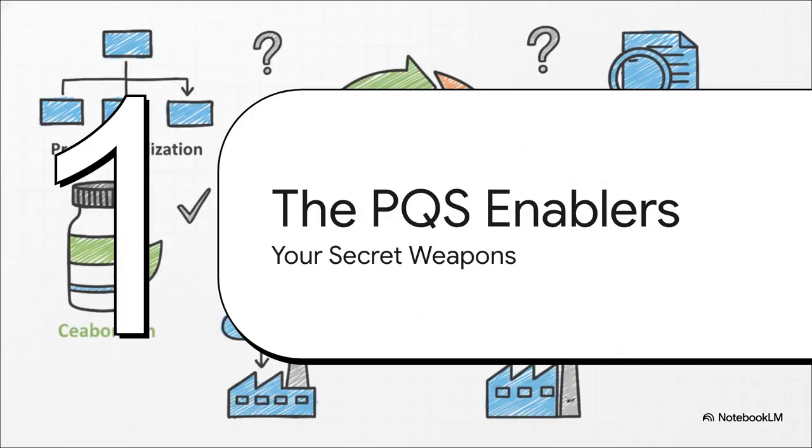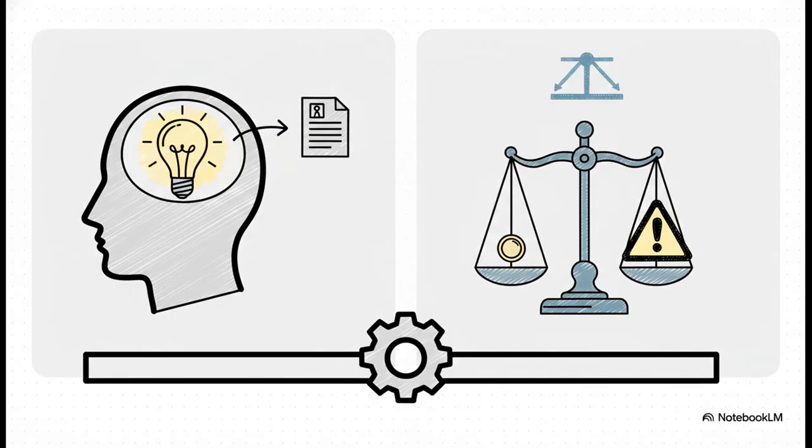So, those four pillars are your foundation. But what makes them actually strong and effective? Well, that's where two critical enablers come into play. You can think of these as your secret weapons for making the whole system click. So your two secret weapons are knowledge management and quality risk management.